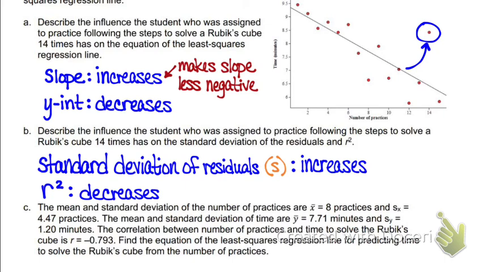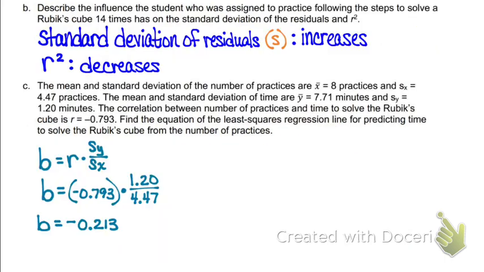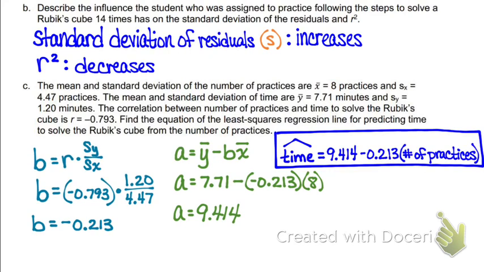Last bit, I want you guys to snap a picture. Sorry, let me get all of this up here. There we go. To find a and b, you take the R value, which they gave you in the paragraph down here. They gave you the standard deviation of Y and of X. They gave you x bar and y bar. All those pieces of information put together can help you find the least squares regression line.